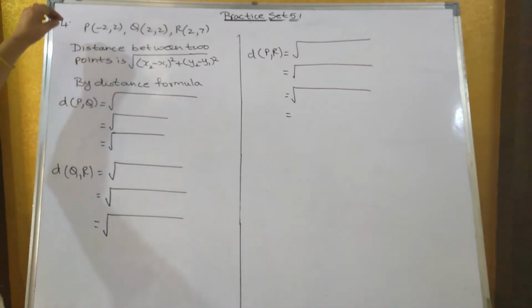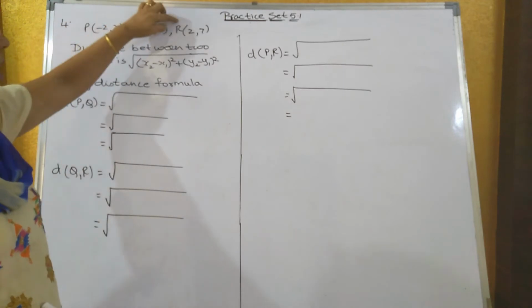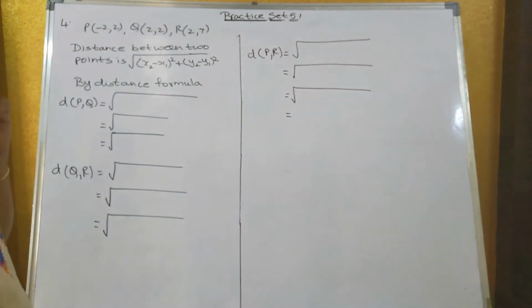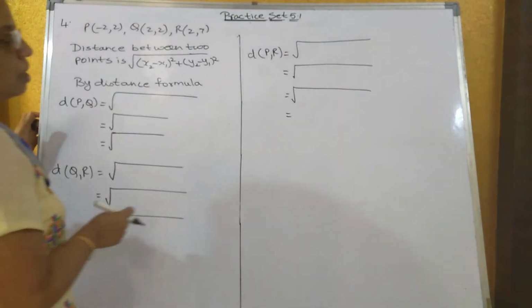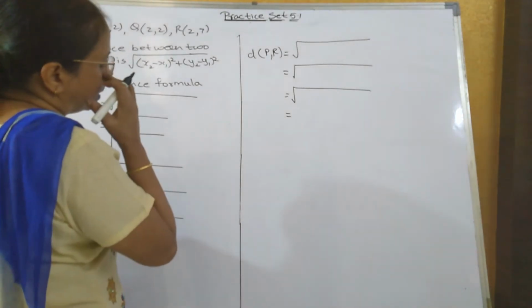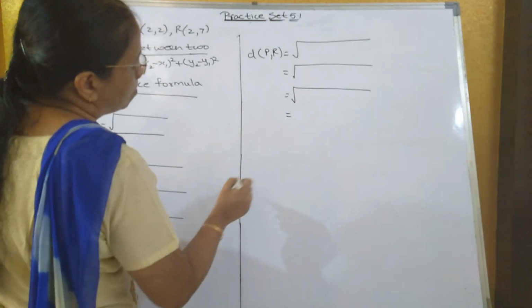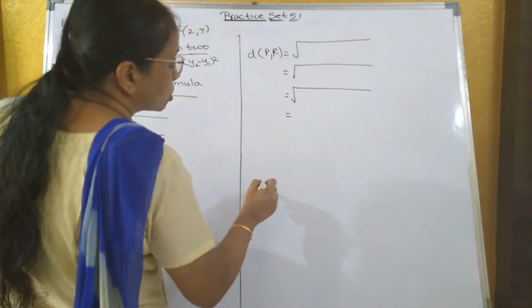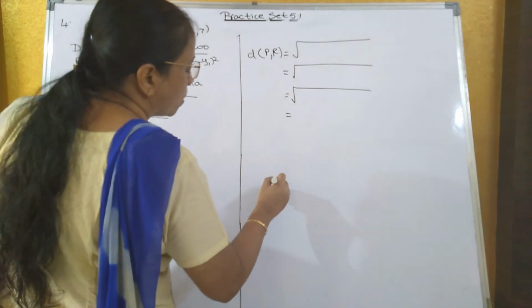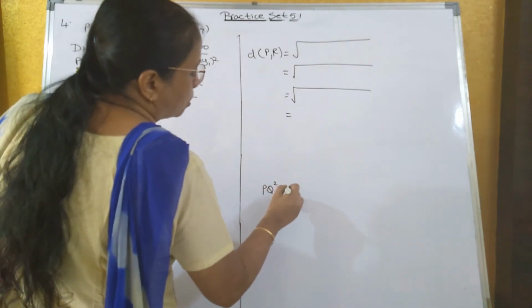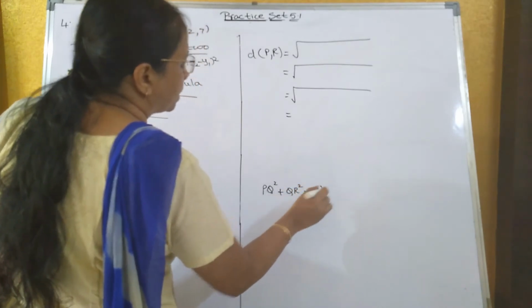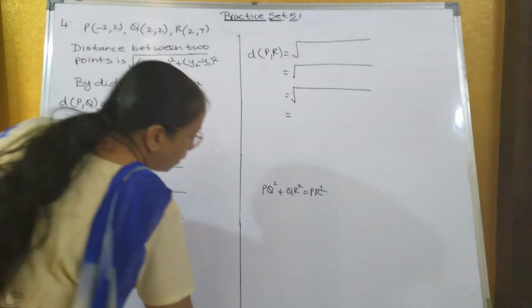They have given the coordinates of P, Q and R. We have to prove that these points P, Q and R are the vertices of a right angle triangle. Now we know how to prove that it's a right angle triangle. If the sum of the squares of two sides is equal to the square of the third side, that is PQ square plus QR square, if it is equal to PR square, then it is said to be a right angle triangle.